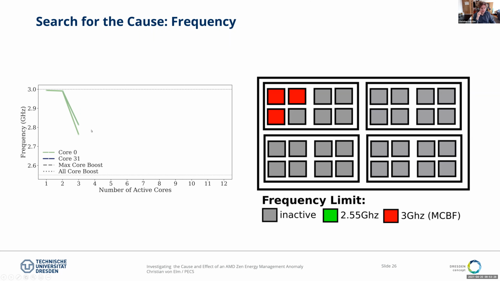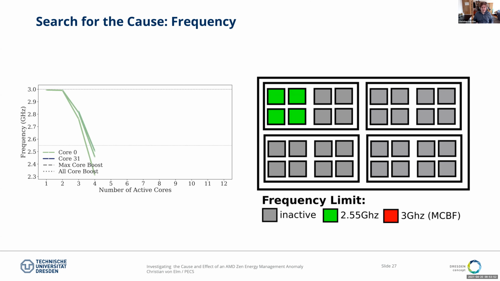And what you can clearly see on the left-hand side is that the frequency is well beyond the lower limit of the all-core boost frequency of 2.55 gigahertz. It's around 2.85 and 2.75 gigahertz. So what happens in the next step?